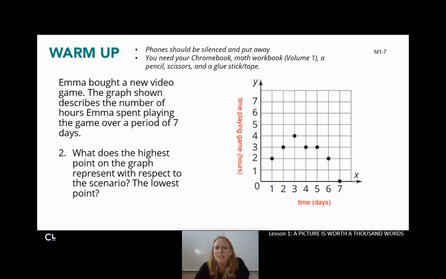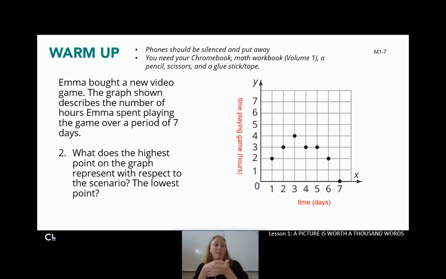We probably won't need the scissors and glue stick today, because we did that last time. We're actually going to be playing with those this time. I know I still have it on my screen. Sorry. We're coming back to the warm-up. You did question number 1 on the warm-up before. We're doing question number 2 this time.